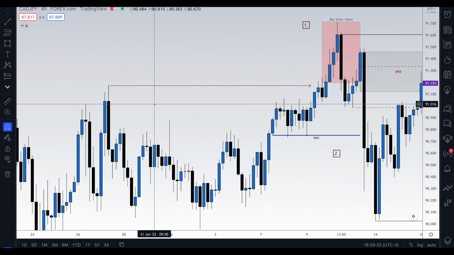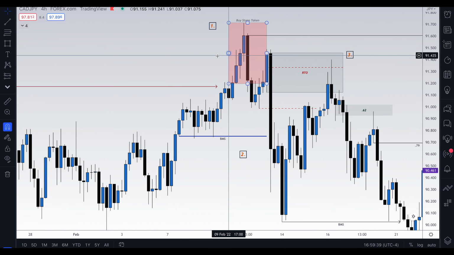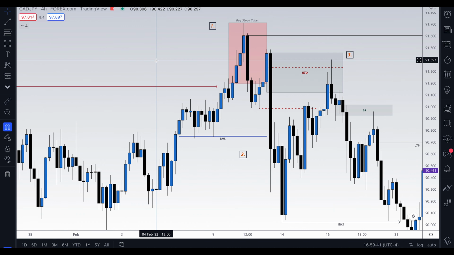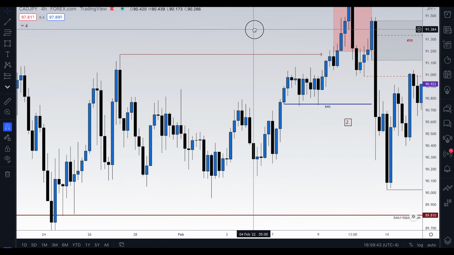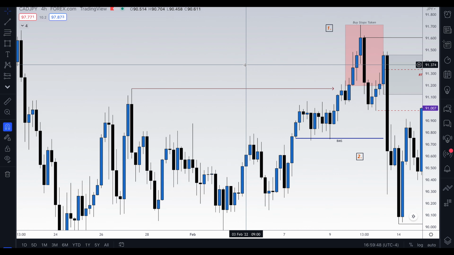Remember, we're looking for 3 things to take place. This is what I'm looking for in my charts. So this hasn't happened yet. Obviously, this is hindsight that we're looking at. But if I go back to the psychology that I was having when I first entered the chart.